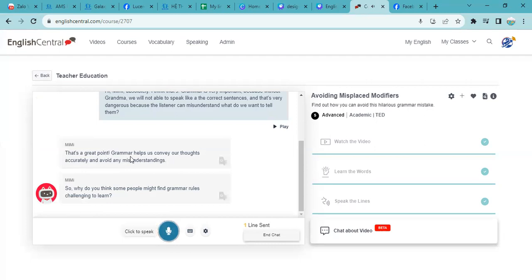That is a great point. Grammar helps us convey our thoughts and avoid any misunderstanding. So why do you think some people might find grammar rules challenging to learn?